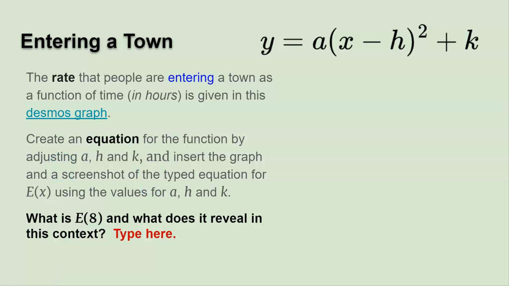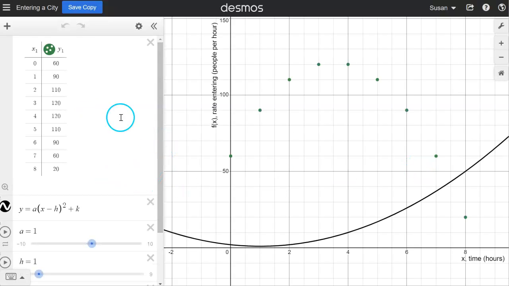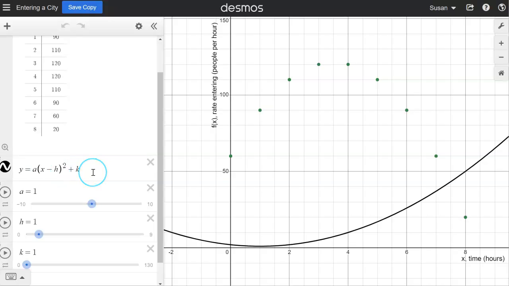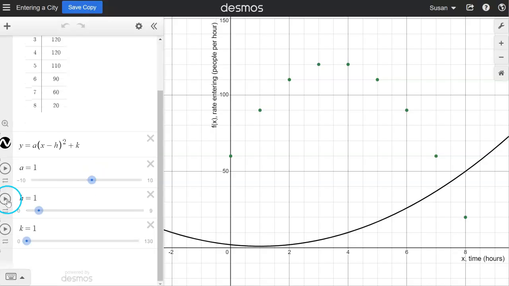The first thing students will do is click on this link that says Desmos Graph, and they will explore this function that is describing the rate people are entering a town as a function of time in hours. When they get in here, they will notice there's some data, and there's the equation in vertex form, and then there's A, H, and K.